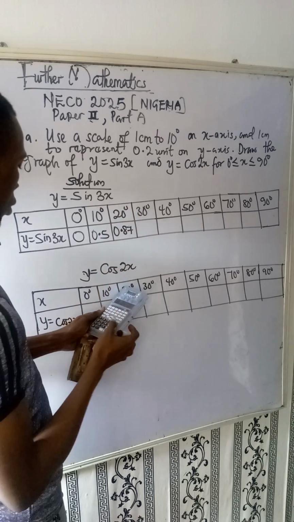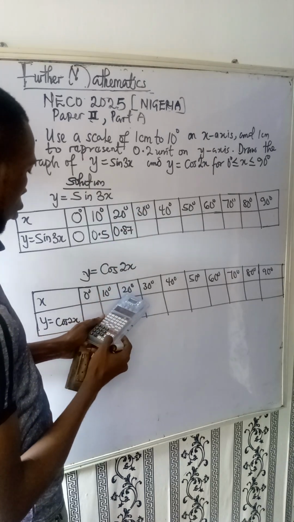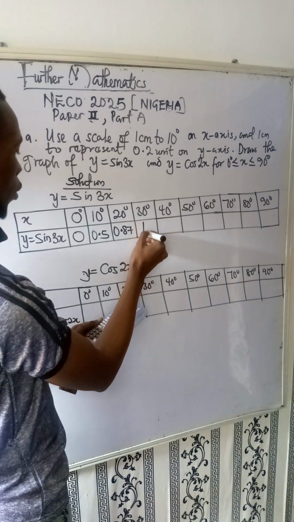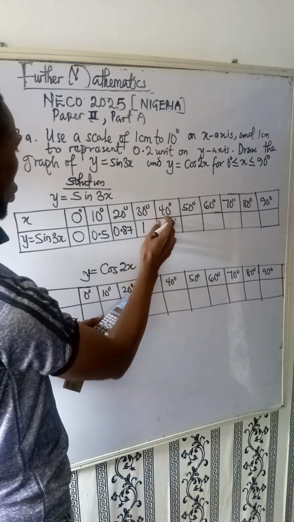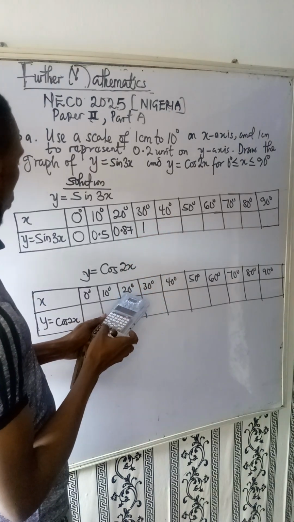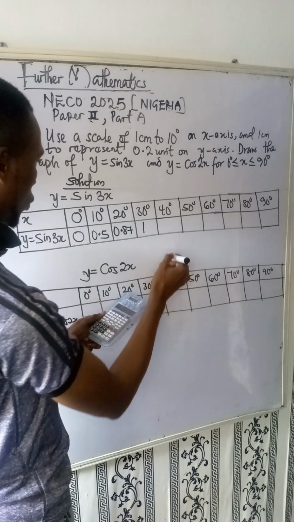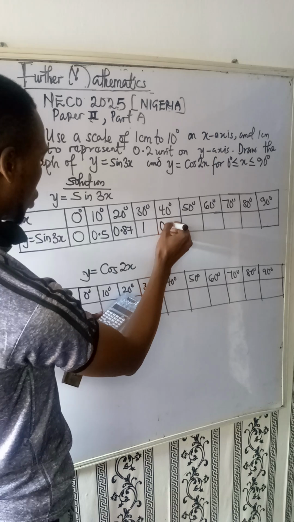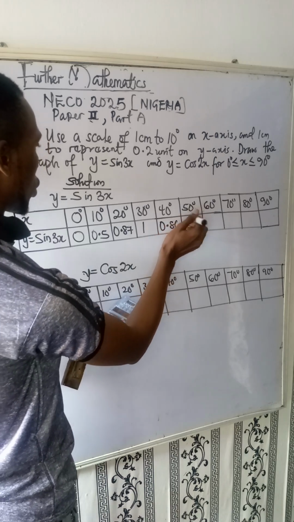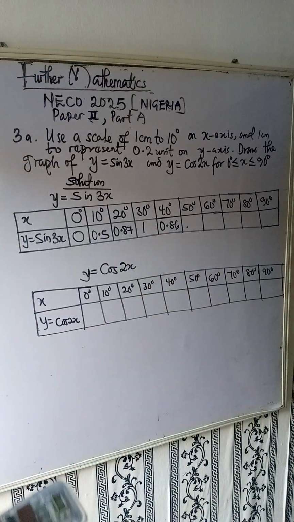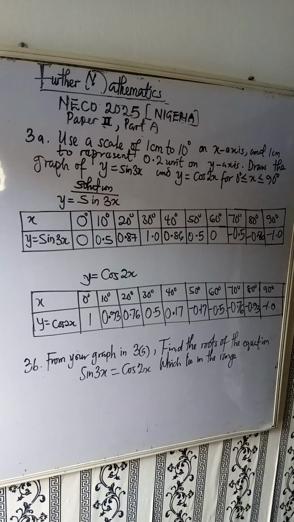Multiply 3 by 30, that is 90. You find sine 90, and that should be 1. Also, do the same thing here. 3 times 40, 120. Sine 120, that's 0.86. You continue until you get everything.